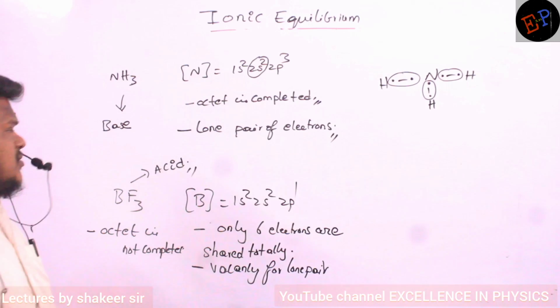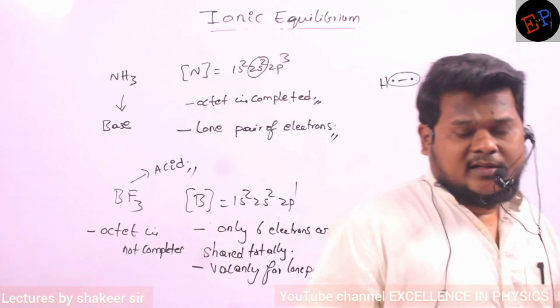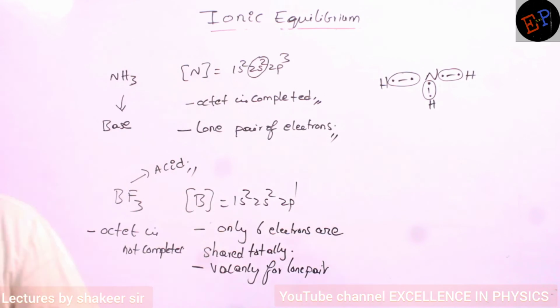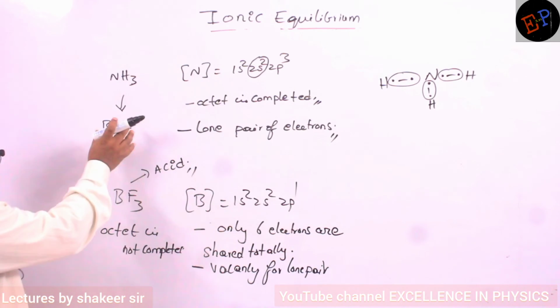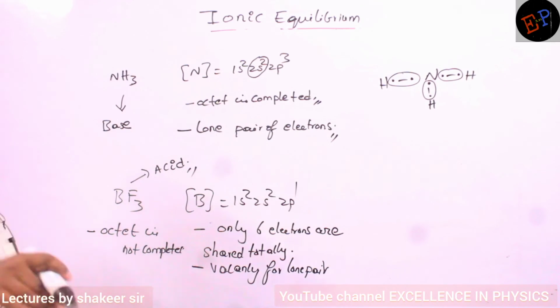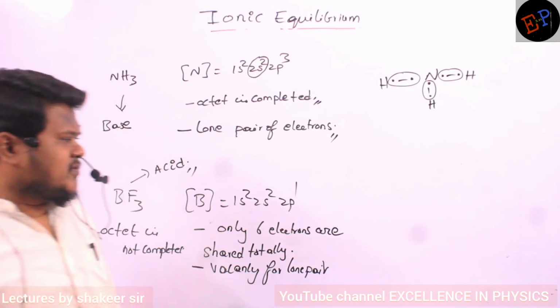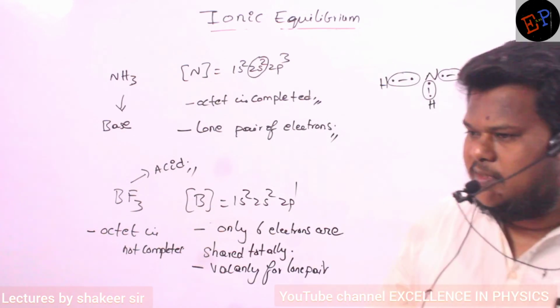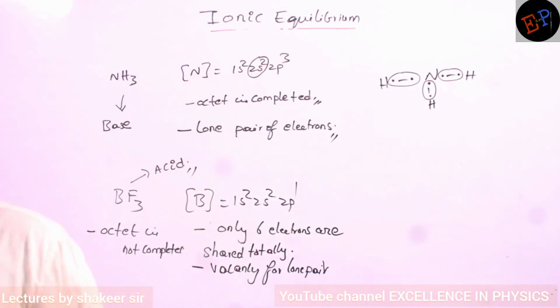So if I put NH3 and BF3 at one place, which one will give lone pairs and which one will take lone pairs? This will give the lone pairs, that is why it is called a base, and this one will receive the lone pairs. Because it has a vacancy for accommodating those 2 electrons in its outermost shell. So this is the concept of Lewis theory: which one is called an acid and which one is called a base.